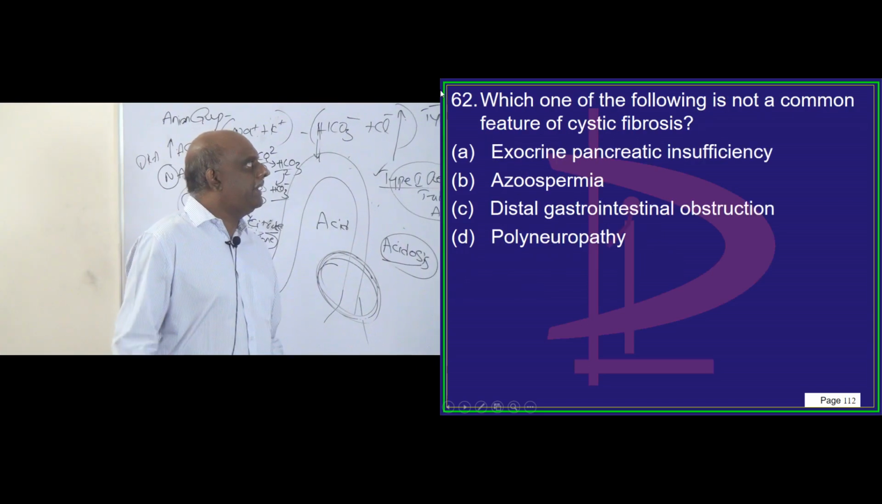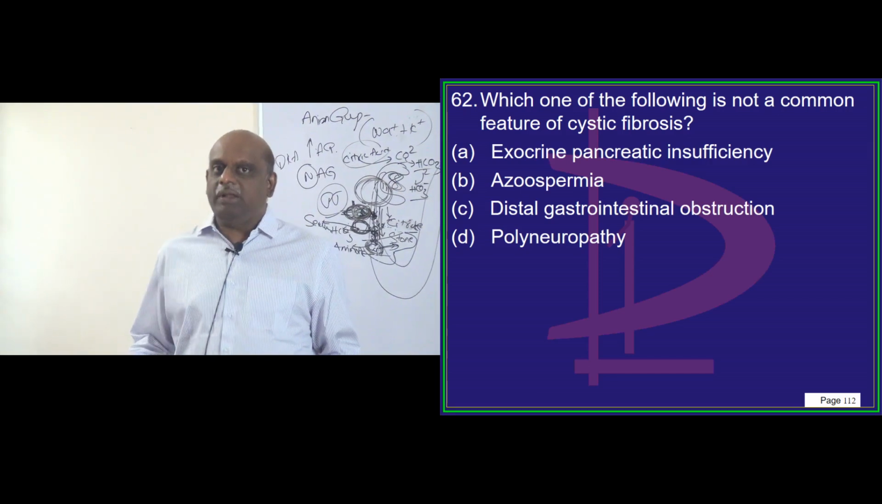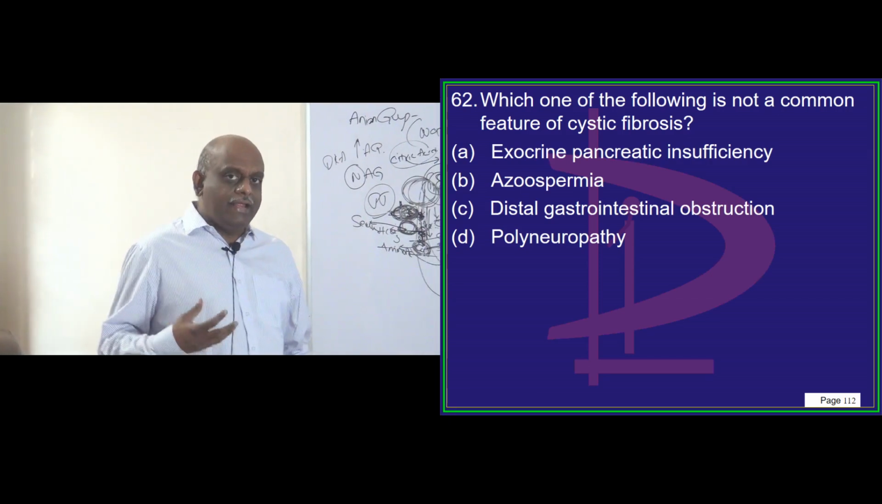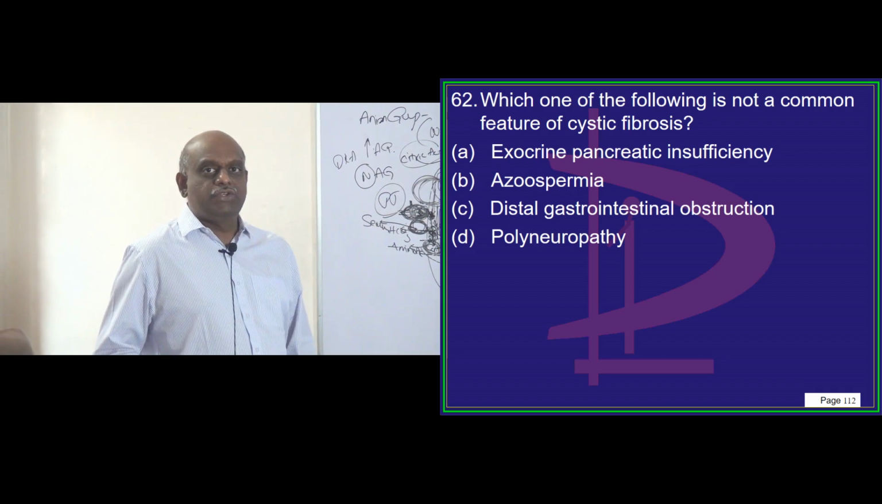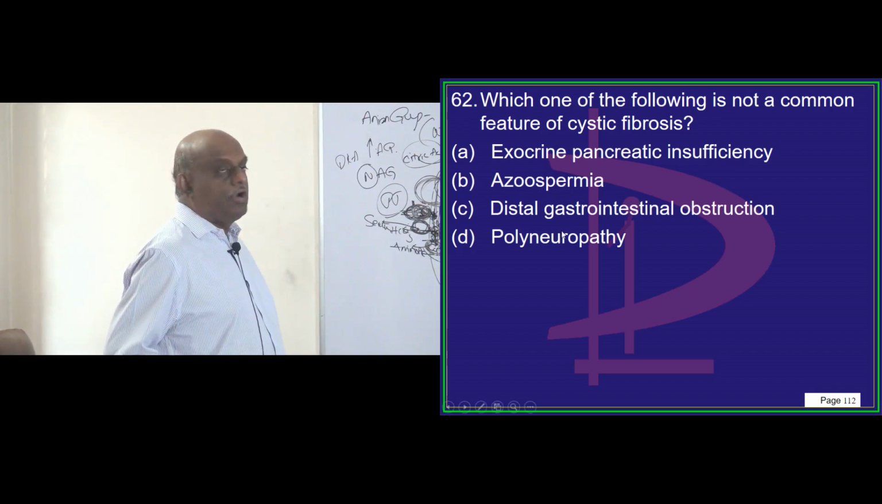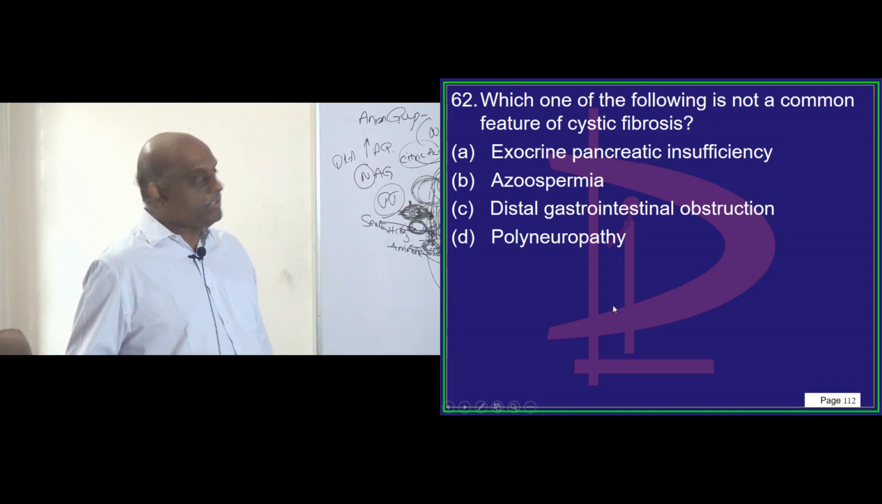Cystic fibrosis में azoospermia रहेगा, pancreatic insufficiency, GI obstruction, but not polyneuropathy is what you should remember.